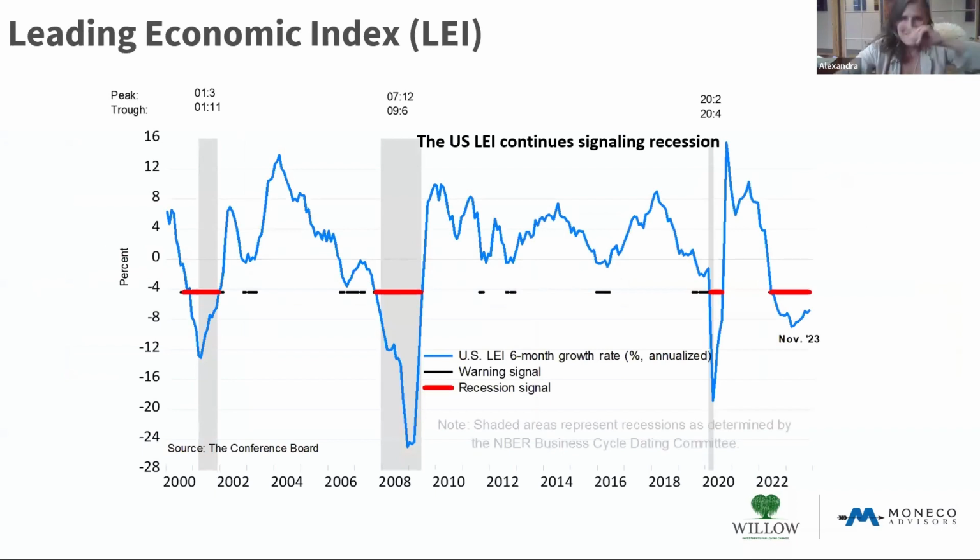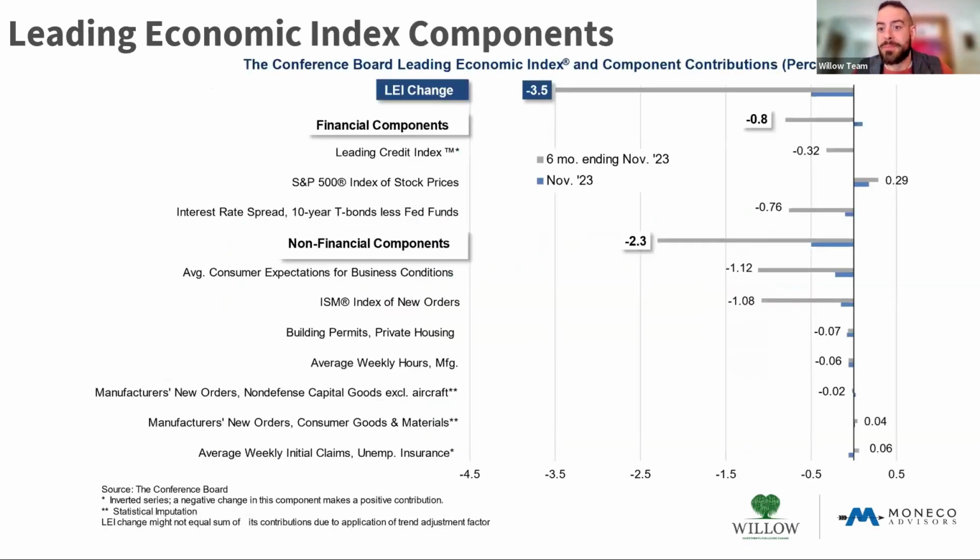All right. Leading economic indicators. Our index, we go over this. If it's below that little red line, historically, it's always signaled a recession, at least according to the Conference Board, the people who do this survey. It's still down there. U.S. continues to signal recession. Here are the different components.